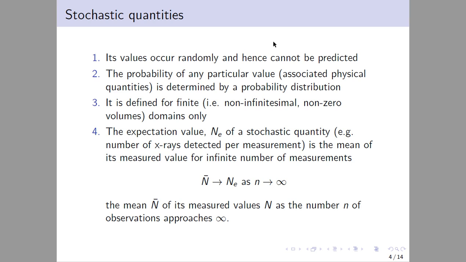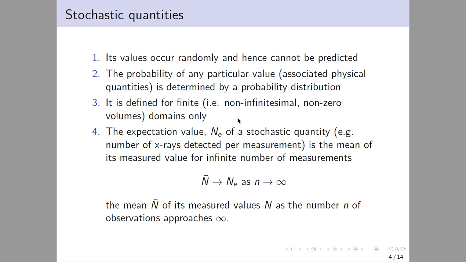The probability of any particular value is determined by the probability distribution. So we use this probability distribution like our PDF. It is defined for a finite domain only, so we have a non-zero volume. So the expectation value of counting the occurrence of the radiation, this is the N, the expectation value.